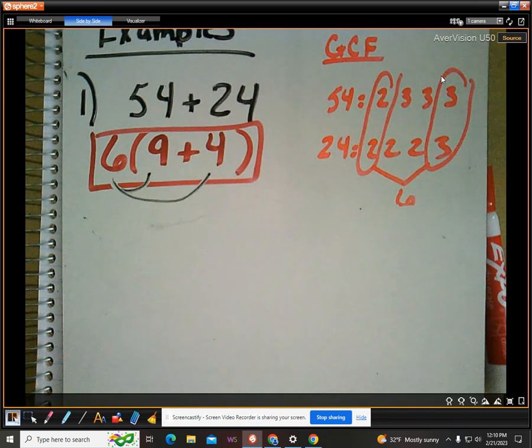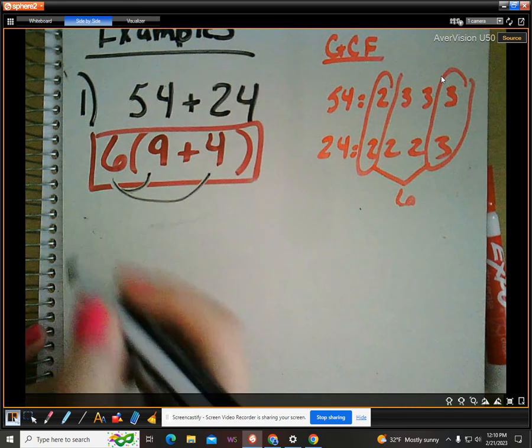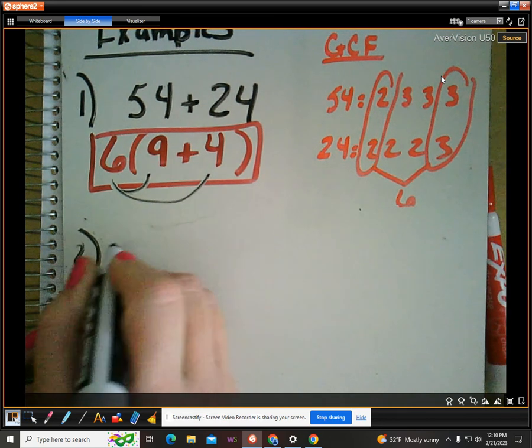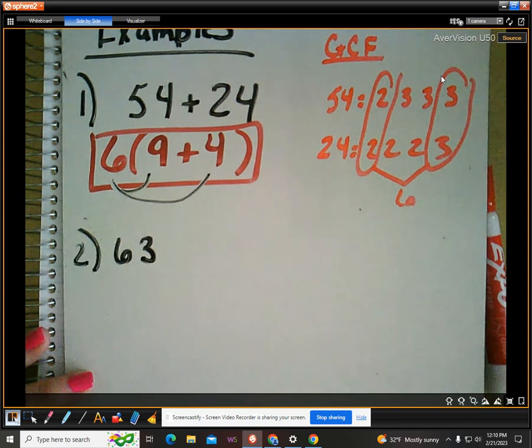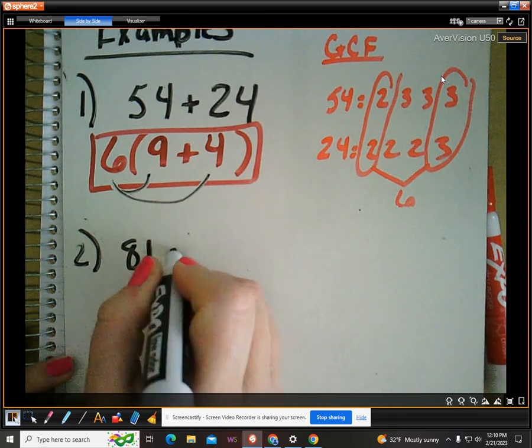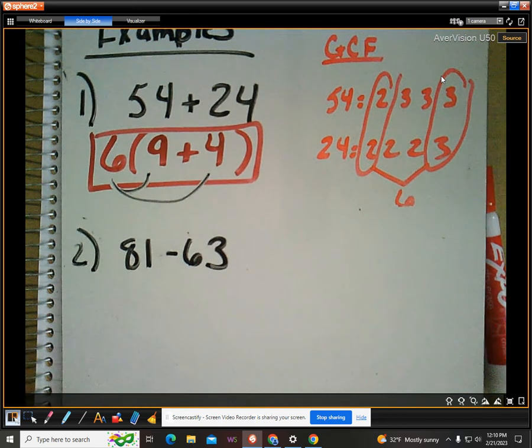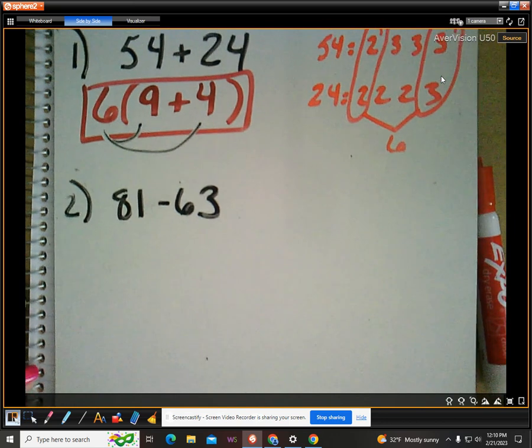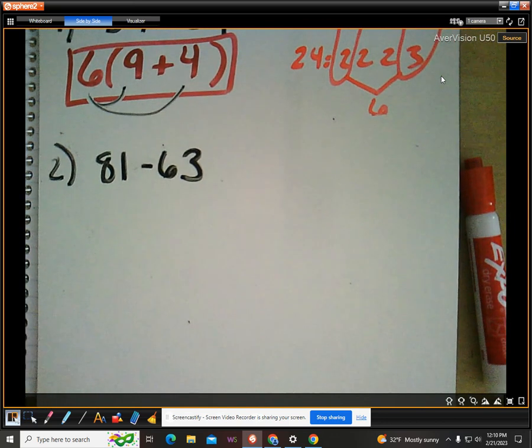All right. Another example with just numbers. 81 minus 63. Okay? They don't want an answer of whatever it is. I don't know, 18, something like that. They want you to factor it out. So we have to find the greatest common factor for 81 and 63.